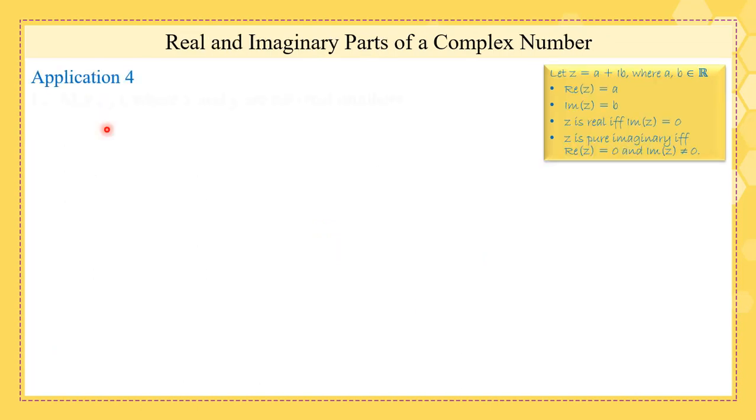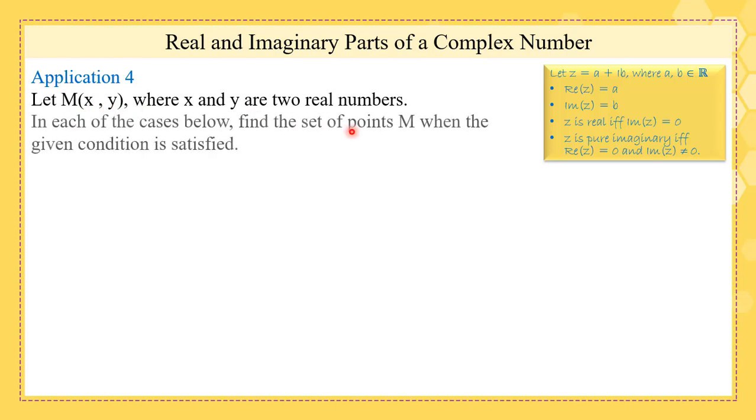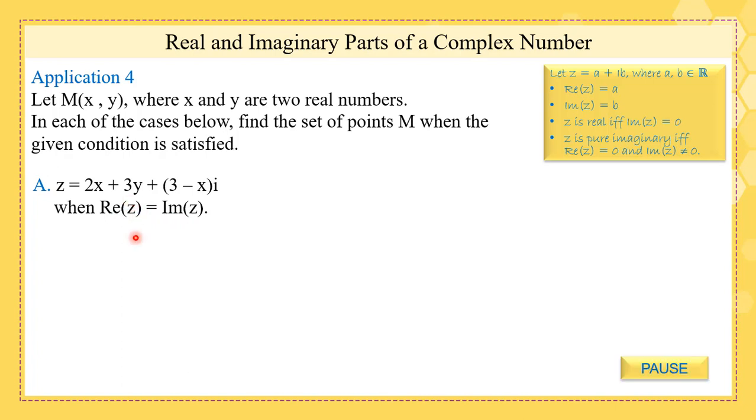Let's apply more. M is a point whose coordinates are x, y, where x and y are two real numbers. The question is to find the set of points when the given condition is satisfied. We need the set of points M. Where does M move? Now, this is the expression, and we know that the real part of z equals the imaginary part of z. Try to do it alone.